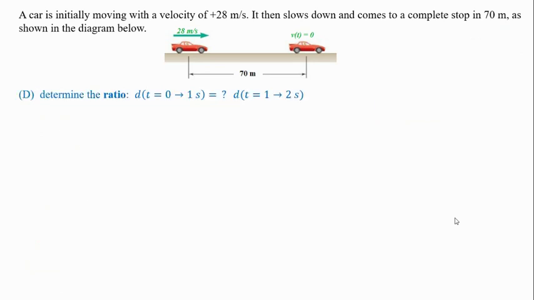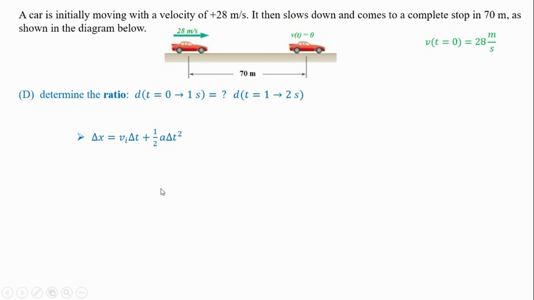So let's do part D. Part D asks us to find the ratio of distance between 0 to 1, and then question mark, the distance between 1 to 2 seconds. So to do this, we need to find our displacement function. To find distance is pretty straightforward. You need to use your displacement function because the car is just moving to the right. It's moving one way, at least for this diagram.